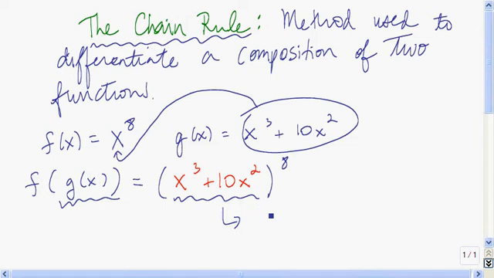The function that we're plugging in, in this case g of x, or x cubed plus 10x squared, is usually called the inside function. The function that we plug it into, which in this case was x to the 8th, is usually called the outside function.